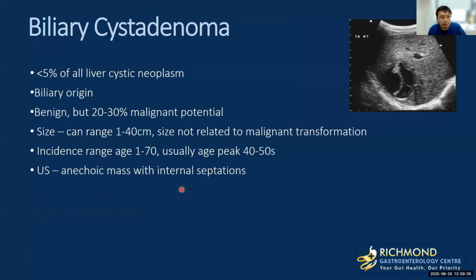Biliary cystadenoma is usually not very common. It's biliary in origin, but it has 20 to 30% malignant potential. The sizes are quite variable, but you'll notice that there are multiple septa, and there's abnormality or irregular thickness of the septa. These kinds of things are generally concerning, so you will need to refer for further scans, ultrasound, CT or MRI, to further delineate. Generally speaking, because of the malignant potential, you should have a low threshold to send to the surgeons for resection.